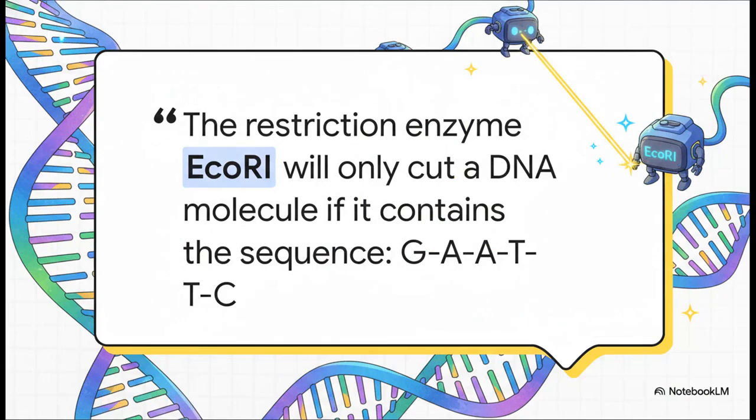And the precision here is just mind-blowing. Each type of restriction enzyme looks for one and only one specific sequence of DNA letters. So, for example, the famous enzyme EcoRI will scan millions of base pairs, but it will only, and I mean only, make a cut when it finds this exact sequence, GAATTC. Anything else, and it just keeps on moving.